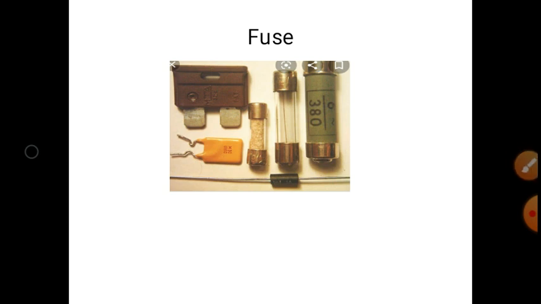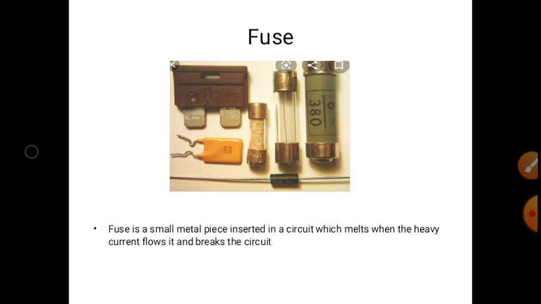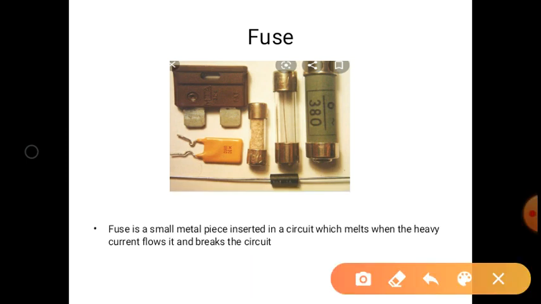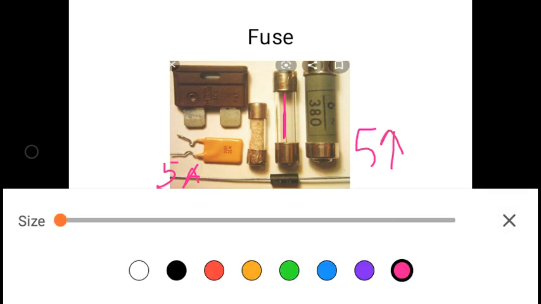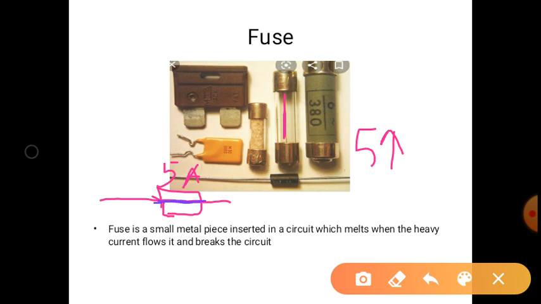The fuse. All of you might have seen the fuse which is connected in our electricity board. So what is the meaning of fuse? A fuse is a small metal piece inserted in a circuit, which melts when heavy current flows through it and breaks the circuit. Let me give you an example. A fuse is connected in series with the supply and the load. If it is rated for 5 amperes, it can withstand a current only up to 5 amperes. If the current becomes more than 5 amperes, the fusing element connected in the fuse will melt and break the circuit. This is how the fuse works.